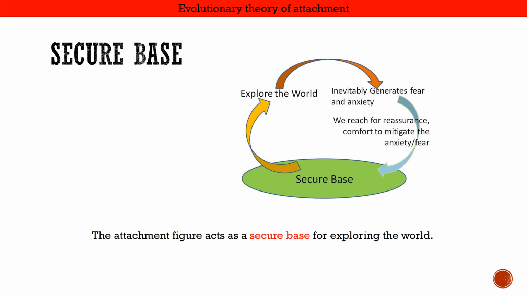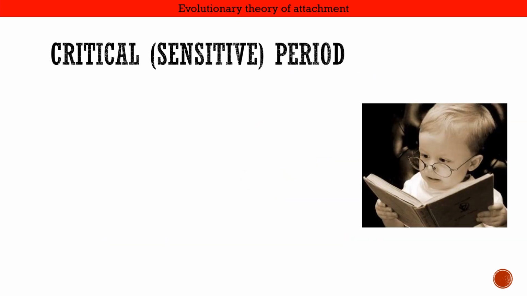What would this look like in a real world sense? Well, they probably wouldn't move more than a couple of metres away from mother. They would be looking back to check that she is happy, they both feel safe, and they would want that reassurance. So the attachment figure acts as a secure base for exploring the world.